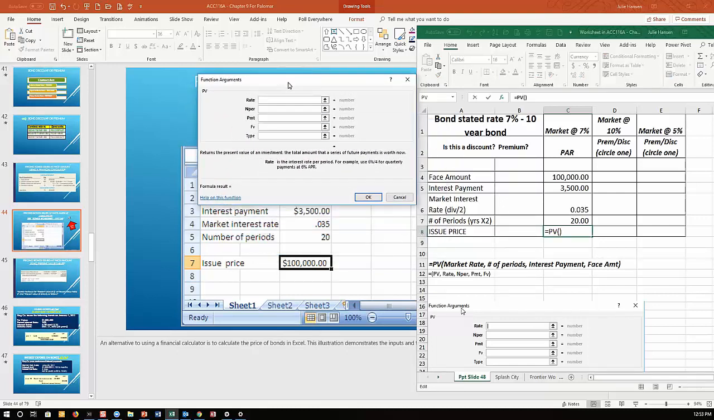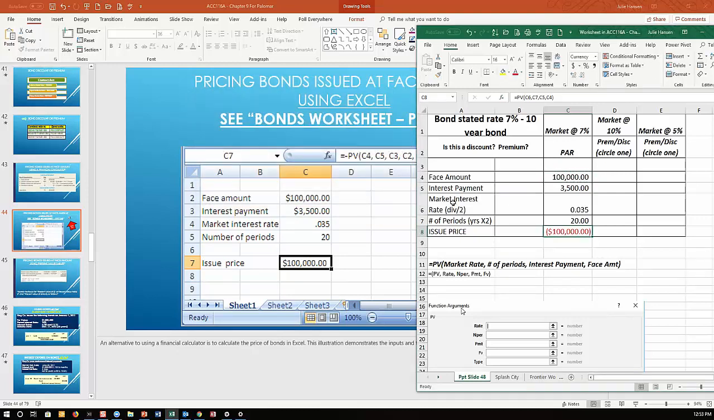So then you come over here and you ask, what's the rate? Here I'm just going to click on this cell for rate. How many periods? There's how many periods. What are my payments every 6 months? I've already calculated that. And what's the future value? That would be $100,000. So what I'm finding out here is what this bond is going to be issued at, considering the fact that the market interest rate is 7%. I'm going to be paid 20 periods of $3,500, and then I'm going to be paid back my $100,000 at the end. So what's that bond going to be issued at? And how do you like that?